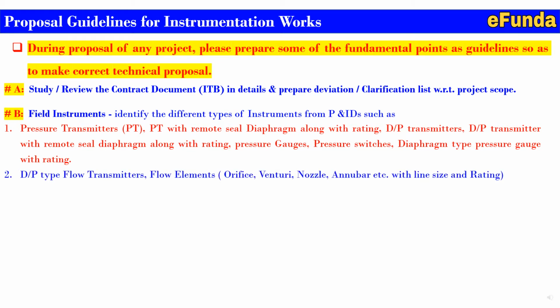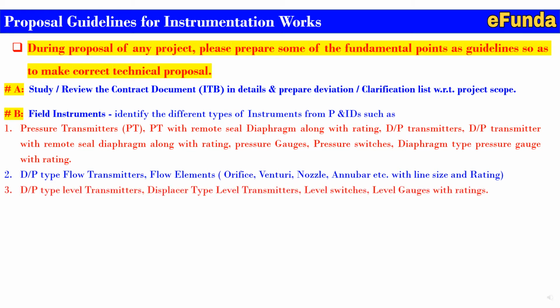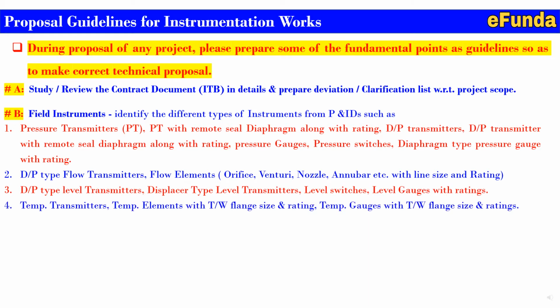Second, DP type flow transmitter, flow elements which include orifice, venturi, nozzle, Annubar, etc., in line with size and rating. Third, DP type level transmitter, displacer type level transmitter, level switches, level gauges with their ratings. Fourth, temperature transmitter, temperature element with thermowell flange size and rating, temperature gauges with thermowell flange size and rating.